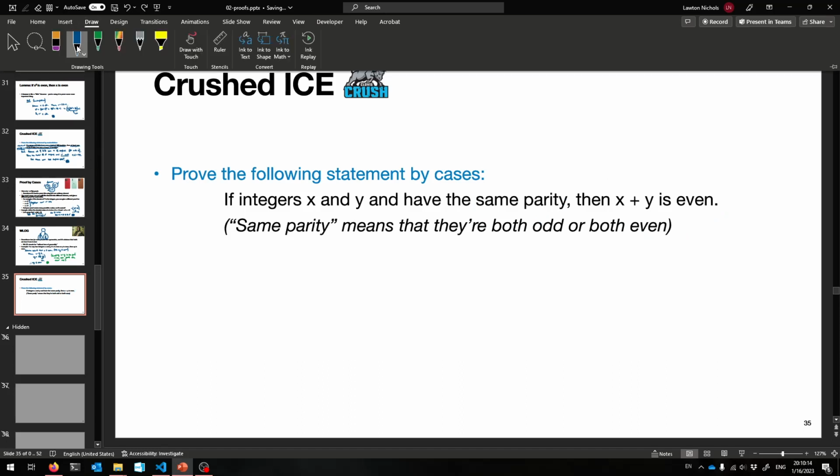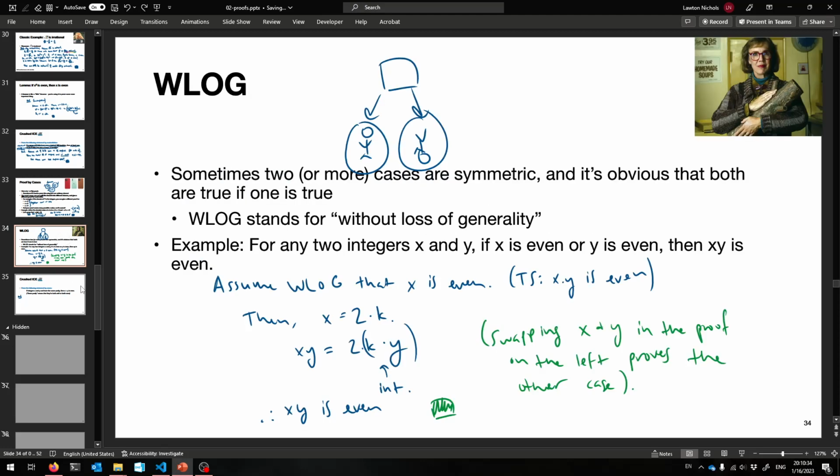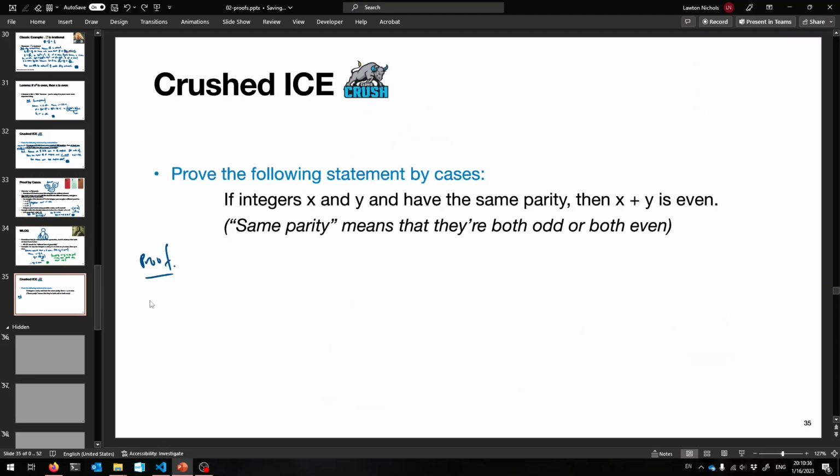Alright, do you see the two cases? Here's how I'll do it. Proof. We have two cases because if x and y have the same parity, that means they're either both odd or they're both even. And this case cannot be handled without loss of generality, because even numbers are like 2 times something, and odd numbers are 2 times something plus 1. It's not the same proof on both sides. So I have to spell both out, okay?